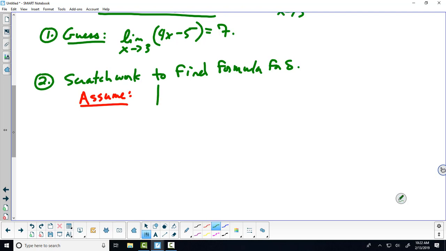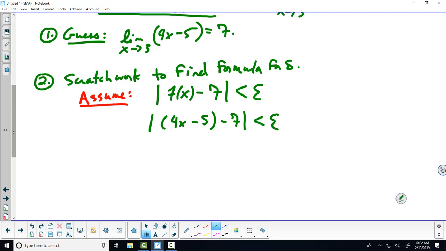that the absolute value of f of x minus 7 can be made less than epsilon for any given epsilon. If you look at the definition, folks, this was the last part of the definition, right? The part that you have to prove. We're going to assume that we're already less than epsilon and see what a consequence of that would be. Okay? So I'm going to replace f of x with what it is. Well, it's 4x minus 5 minus 7. If this is less than epsilon, what else is true? That's what we're looking at.